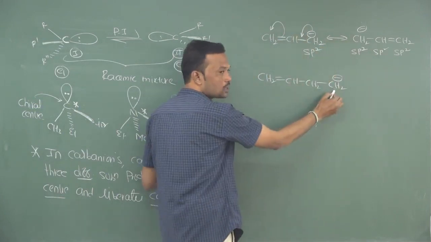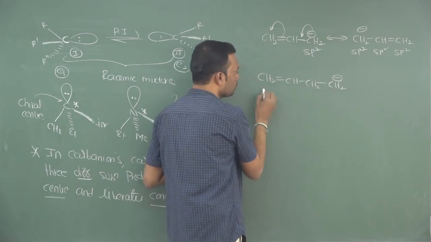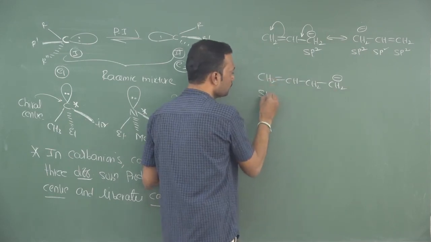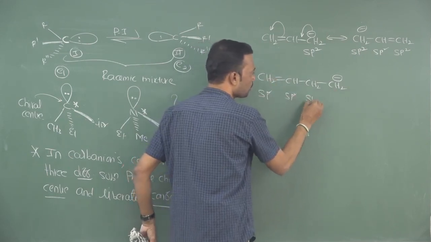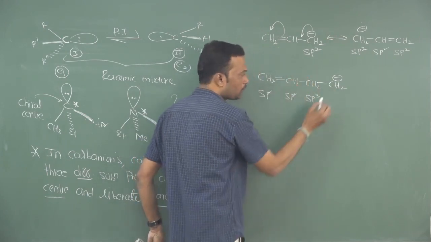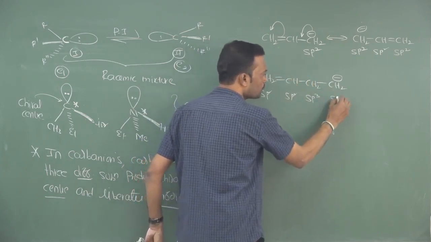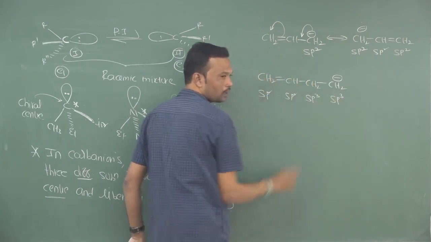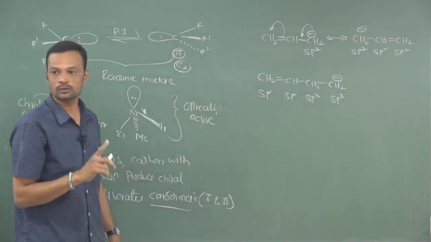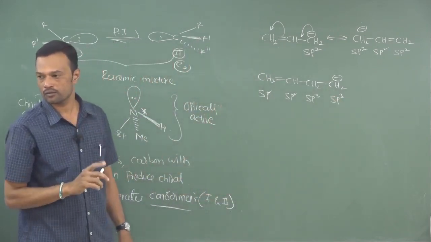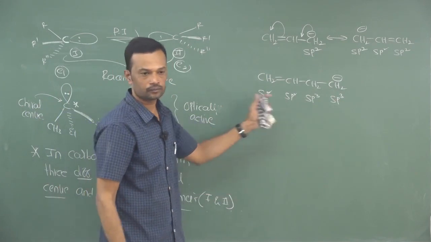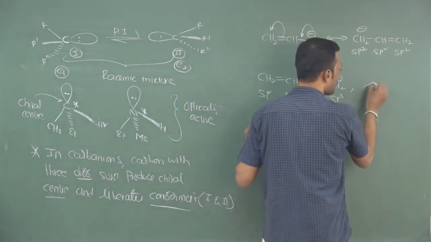Now is this negative charge under conjugation? No. So then what is the hybridization over here? sp2, and what is this? sp3. And what about this carbon? Now it is sp3. Is it localized or delocalized? Localized. A localized lone pair always has sp3 hybridization. Clear?